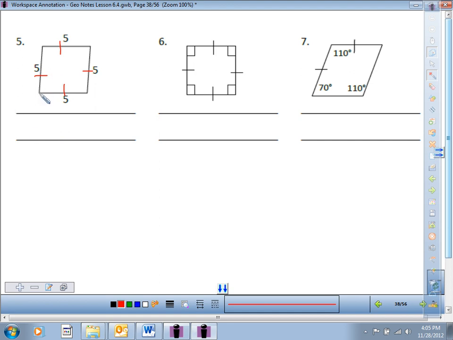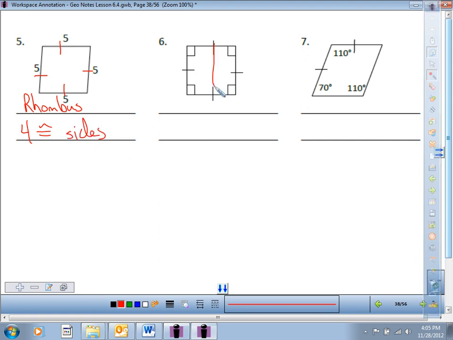Now, what we need to ask ourselves is, can we go further and call this a square? Well, we would need to know that that's a 90-degree angle. And do we? No, we do not. So our most specific name for this is a rhombus. Our explanation for that is that we have four congruent sides, so it has to be a rhombus.